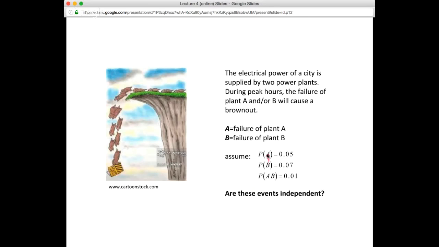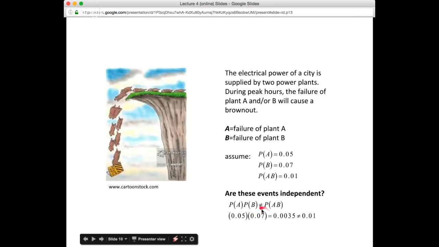Remember, if they're independent, then we would expect that if we multiply the probability of A times the probability of B, it should equal the probability of A intersect B. And so if we do that, we take the probability of A, probability of B, 0.05 times 0.07, multiply those two together, we get 0.0035, which is definitely not equal to 0.01. And so we conclude that these events are not statistically independent. In other words, if one event occurs, it will definitely affect the probability of the other event. So are these events independent? No. So my hand-wavy argument in class was actually wrong. Okay.